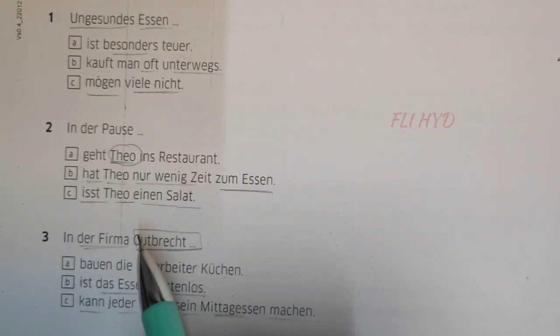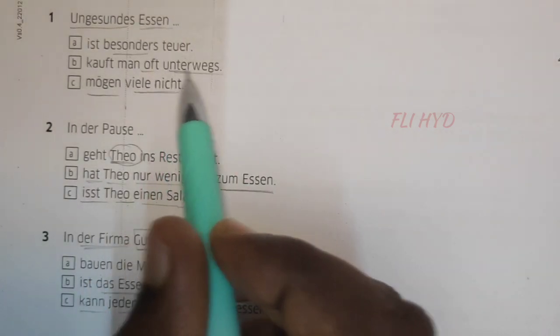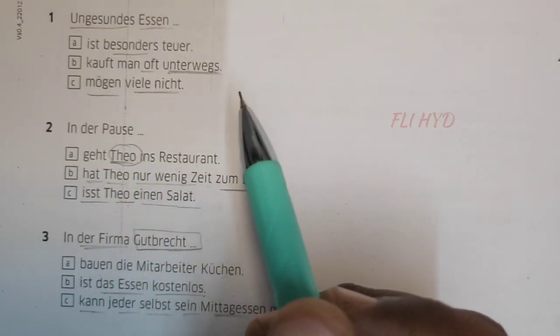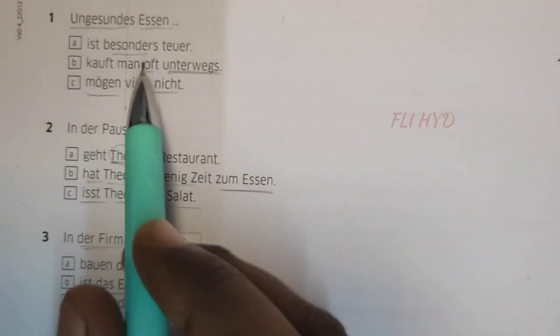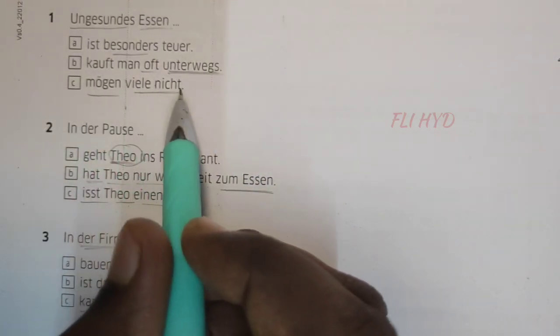Kauft man oft unterwegs. One purchases often unterwegs. According to the paragraph, what is given, we get that food unterwegs oft. Überall, everywhere. Okay, so we get that food everywhere. Unterwegs, like on the way. Means, yes, we get here and there, and all the way we get that food. Yes. And mögen viele nicht.